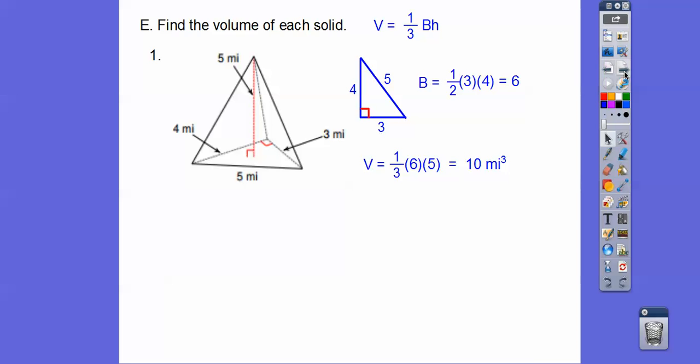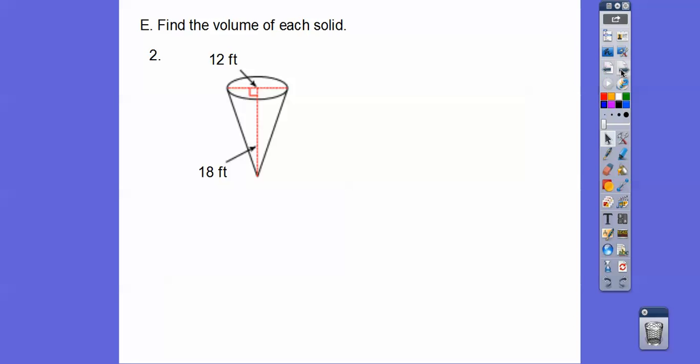Okay, that's a big old pyramid. 10 miles cubed. It's 5 miles tall. Wow, that's way up there in the air. Okay, there's no such thing, but anyways, okay, so find the volume of this cone.